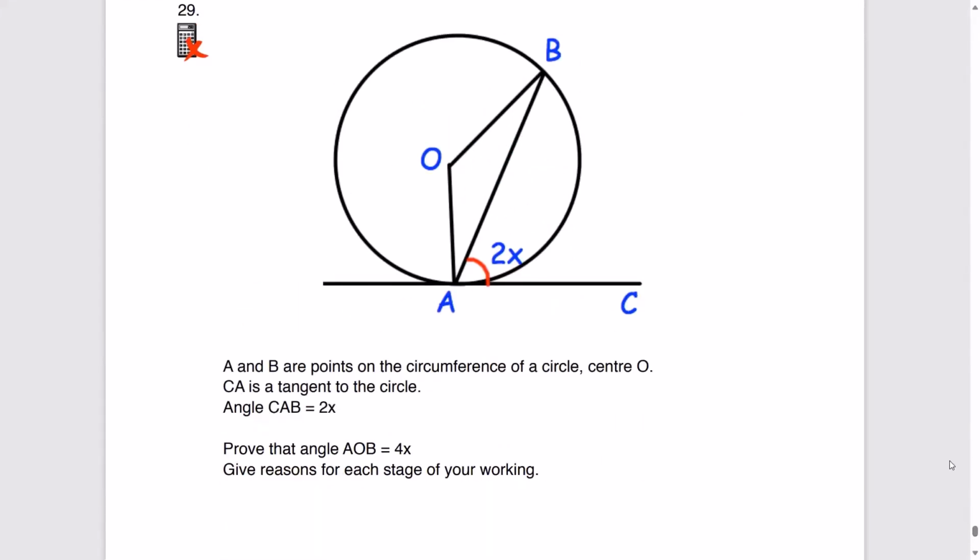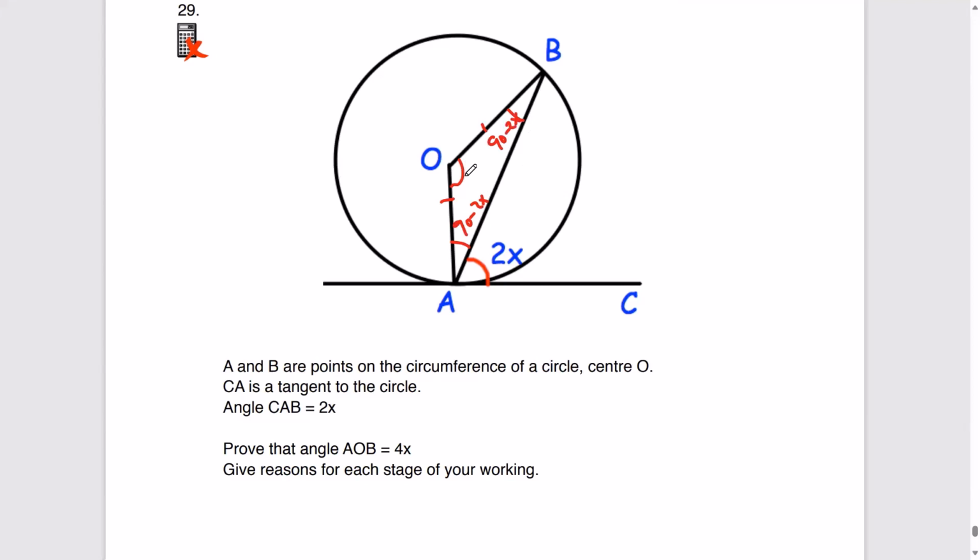We want to prove that this angle AOB is 4x. To prove this, you can consider that this is a radius and it's a tangent, so this whole angle here is going to be 90. So this angle here is 90 minus 2x. Again, because this is a radius and this is a radius and they have the same length, here also will be 90 minus 2x.